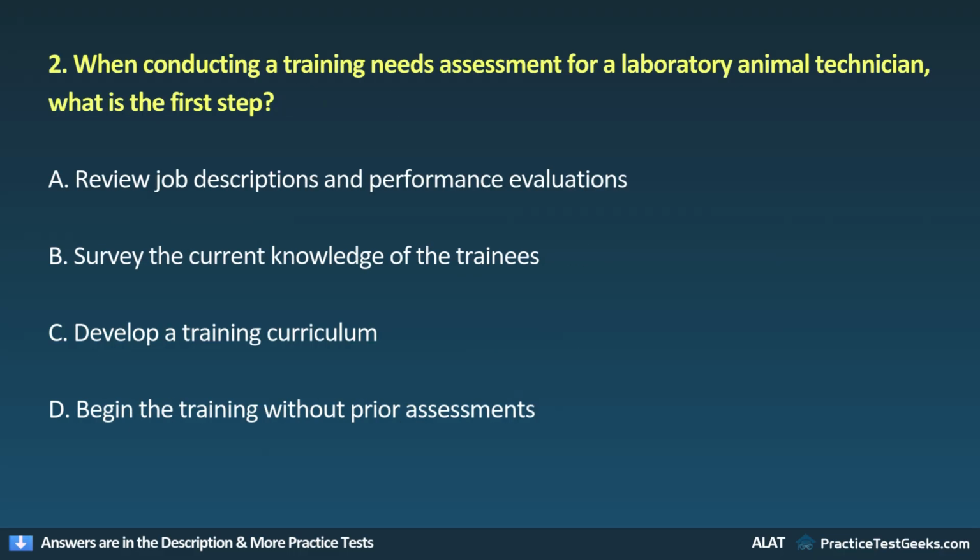2. When conducting a training needs assessment for a laboratory animal technician, what is the first step? A. Review job descriptions and performance evaluations. B. Survey the current knowledge of the trainees. C. Develop a training curriculum. D. Begin the training without prior assessments.